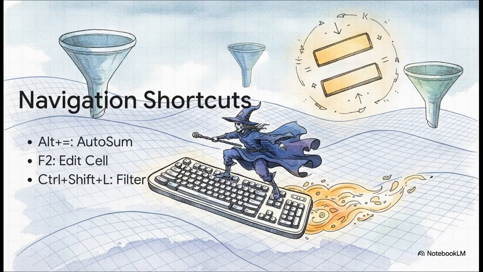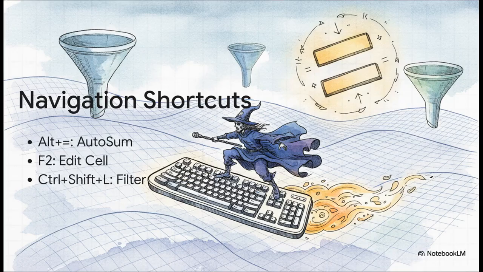And you know, when you're dealing with thousands of rows, endless scrolling is just a massive waste of your time. Instead, try this. Use Control plus your arrow keys to instantly jump to the very edge of your data. Add the Shift key into the mix, so Control plus Shift plus an arrow key, and boom, you've just selected that entire chunk of data in half a second.